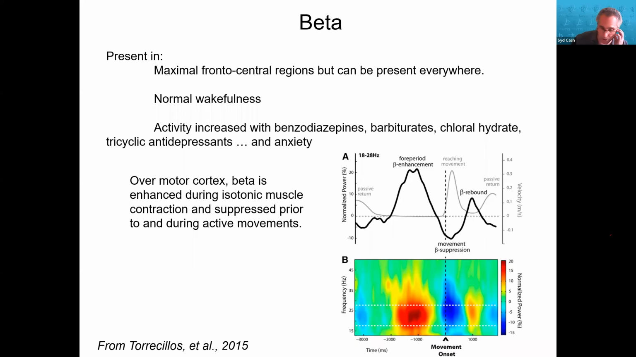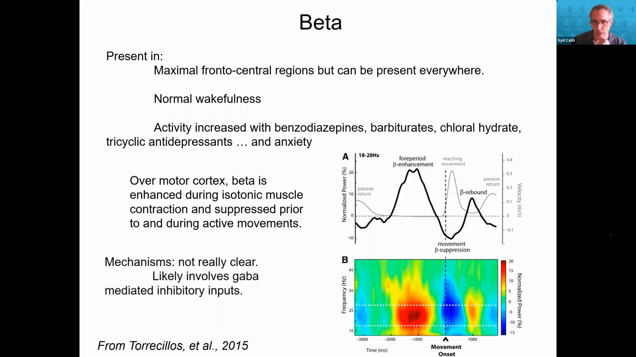Now, this would suggest that beta has some role, sort of like alpha, in being inhibitory in some sense, but it's more complicated because it is present in these isotonic contractions. So it's a difference of the kind of movement that's seen, and its role elsewhere in the cortex, not over motor cortex, is really unclear at this point. You know, what is it doing, and what is it there for? Its mechanisms are equally unclear.